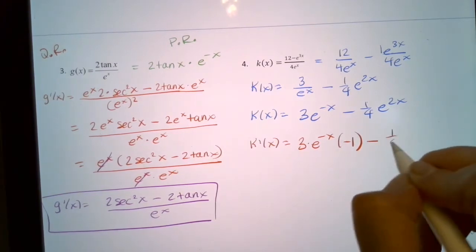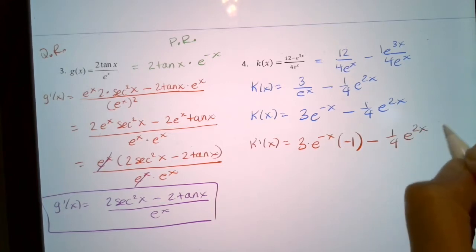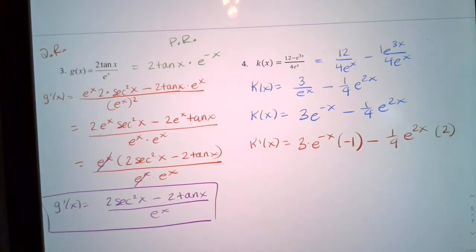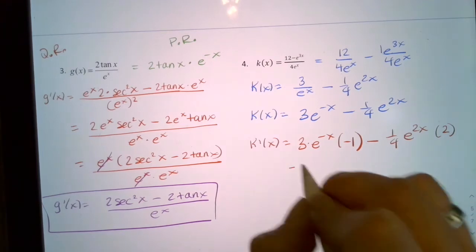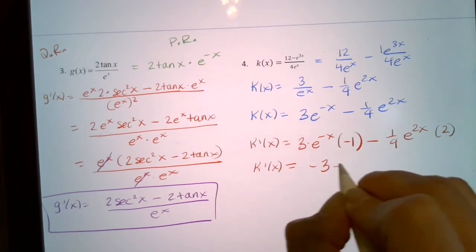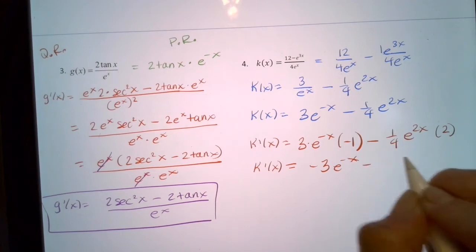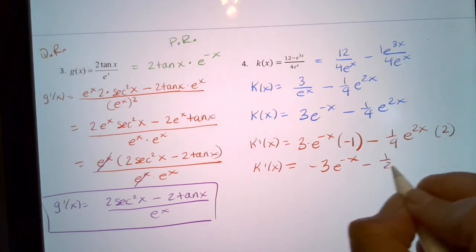Now I have this other term, the 1/4. The derivative of e to the 2x is itself, and then I chain that. So that's why I have an extra 2 flying around. Okay, so let's regroup. The derivative is negative 3 e to the negative x minus, let's just say 1/2 e to the 2x.